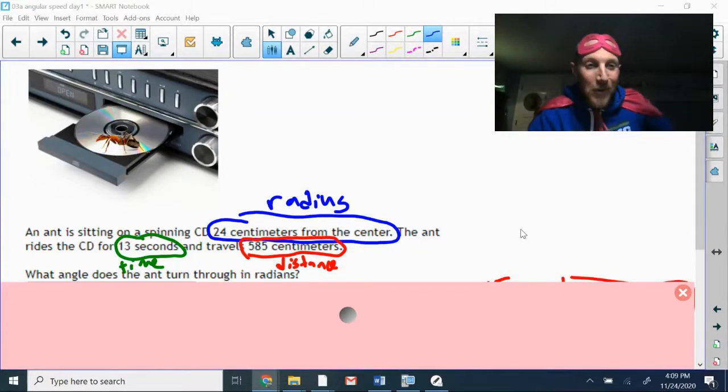Whee! That ant is having so much fun spinning around on his CD player. It spins standing 24 centimeters from the center. That's going to be my radius. It rides the CD for 13 seconds. I'm going to keep track of that as my time.